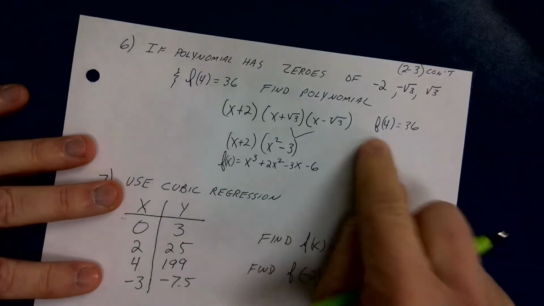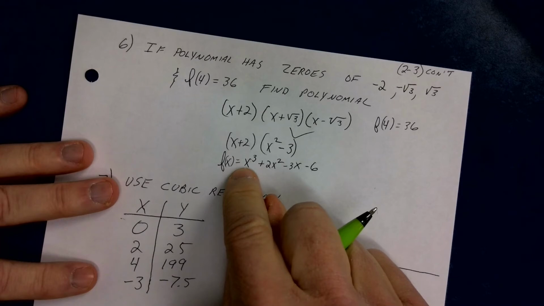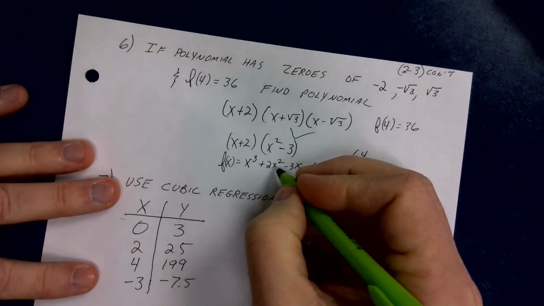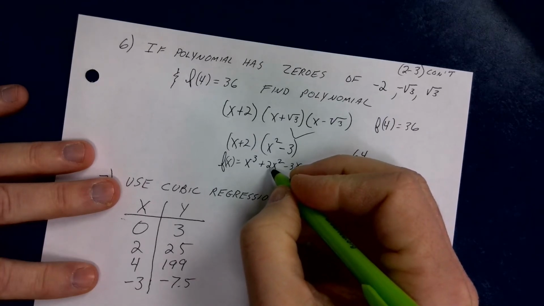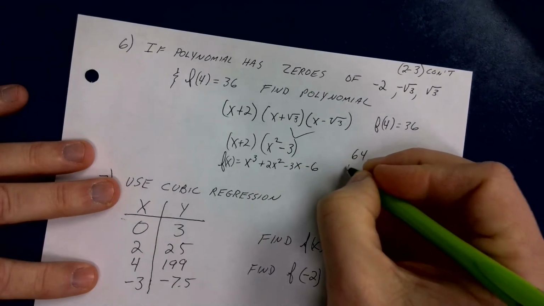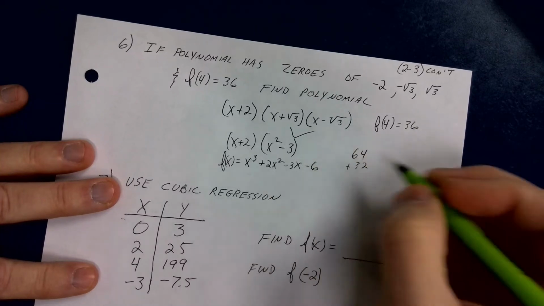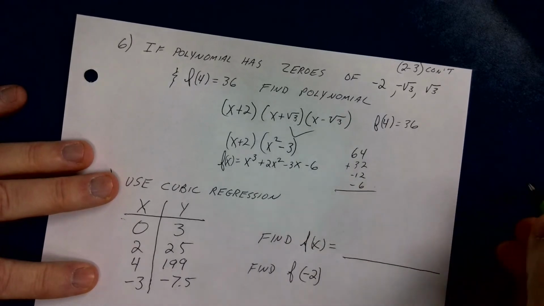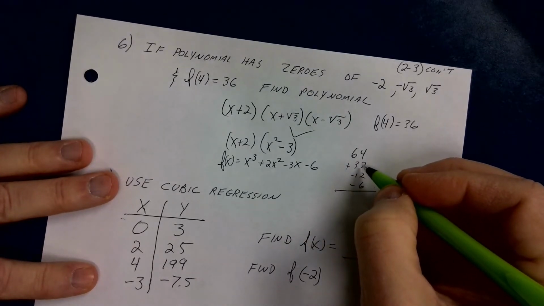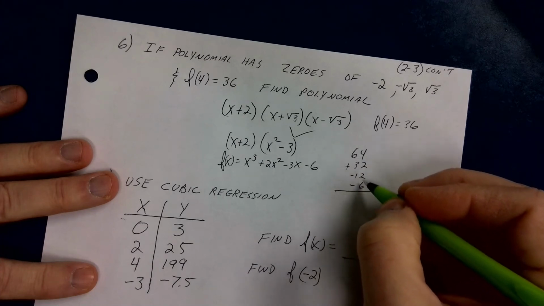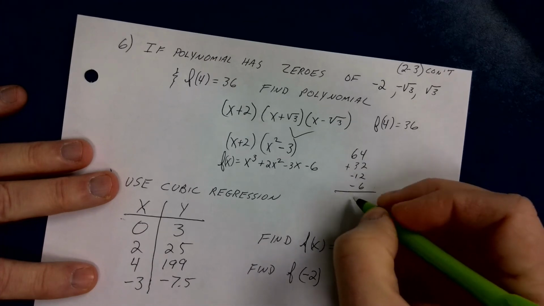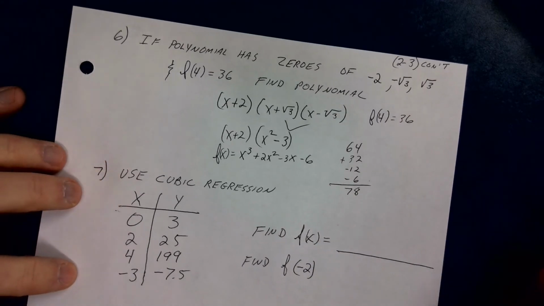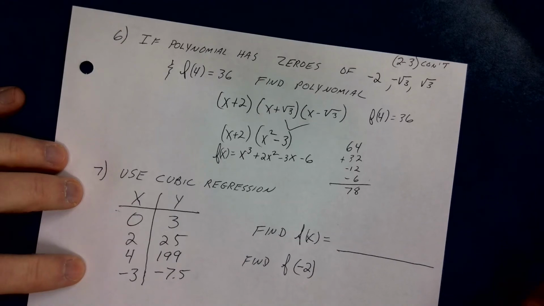So let me try it with 4. I plug 4 into here. 4 cubed is 64. And 4 squared is 16. 16 times 2 is 32, plus 32. 4 times -3 is minus 12, and then a minus 6. 64 and 32 is 96. Minus 6 is 90. I got that to be 78. 78. I think that's right.